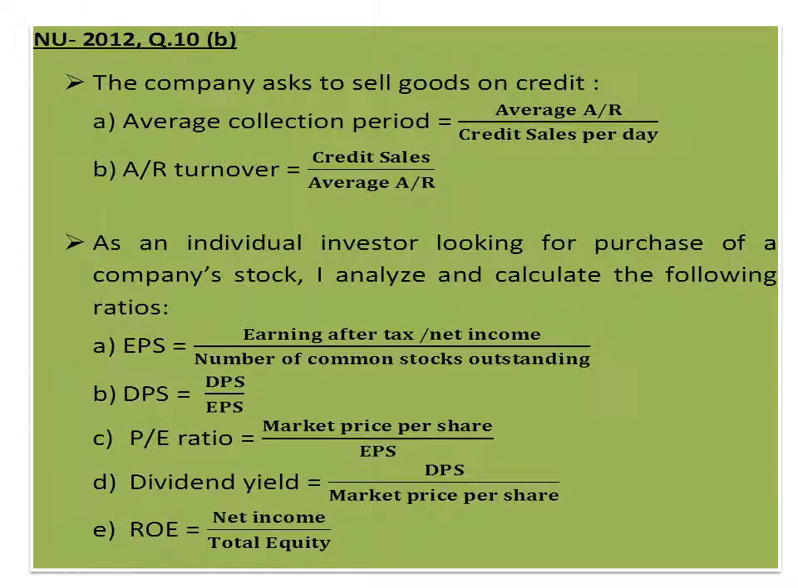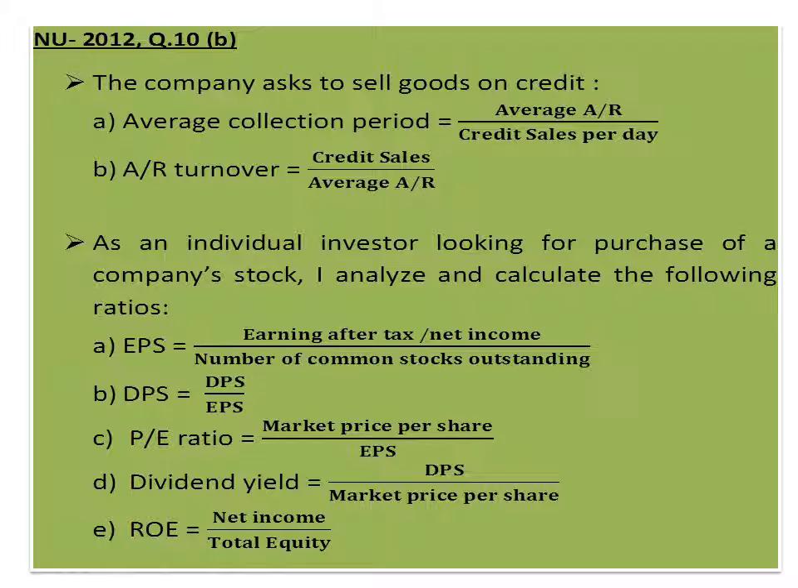National University 2012, Question number 10B. The question is: discuss the financial ratios you need to calculate and analyze in each of the following situations. The company asks to sell goods on credit. You are an individual investor looking to purchase a company's stock. You are a bank executive processing the application for a working capital loan submitted by a company.